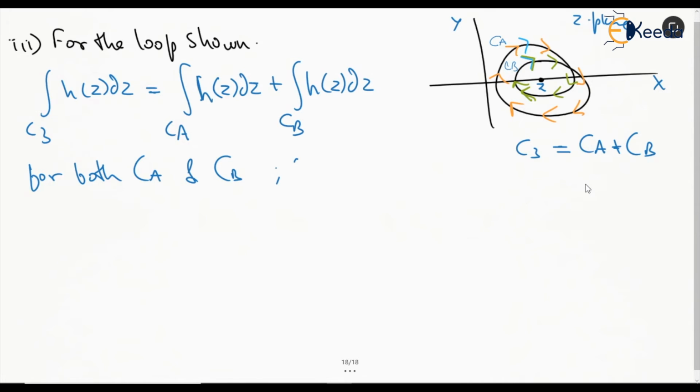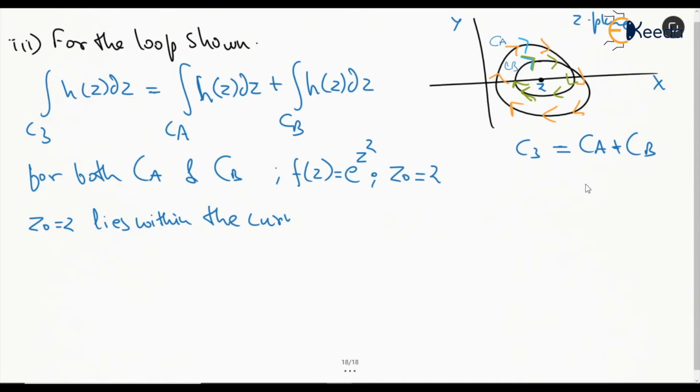taking f of z equal to e to the power of z square and the denominator or the z naught equal to 2. So this z naught equal to 2 lies within the curve, within the curve in the sense of CA and CB both. Also f of z, which is e to the power of z square, is analytic in domain. Domain is like all the points on and within the curve CA and CB.